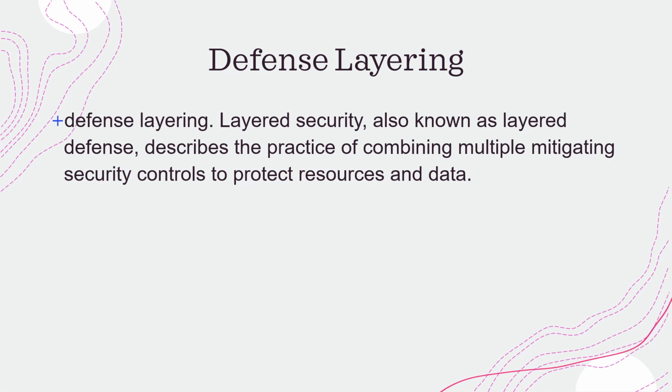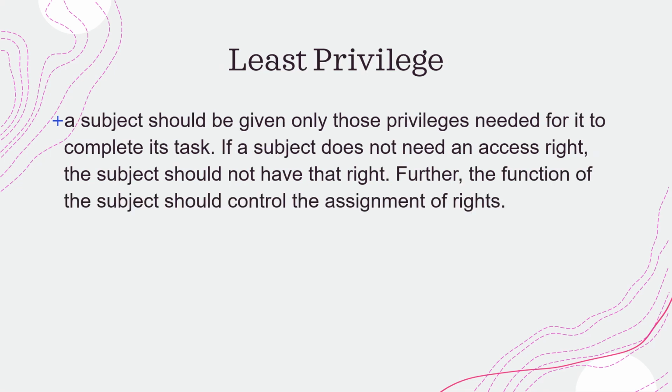Defense layering: layered security, also known as layered defense, describes the practice of combining multiple mitigating security controls to protect resources and data. Least privilege: a subject should be given only those privileges needed for it to complete its task. If a subject does not need an access right, that subject should not have that right.